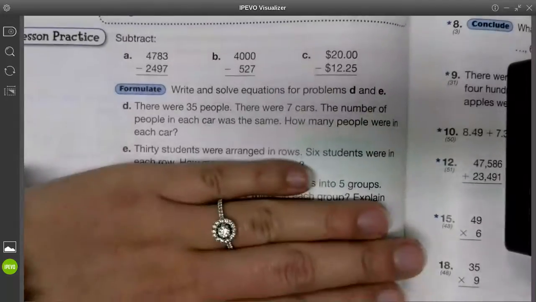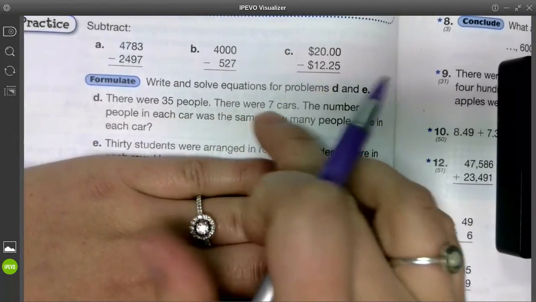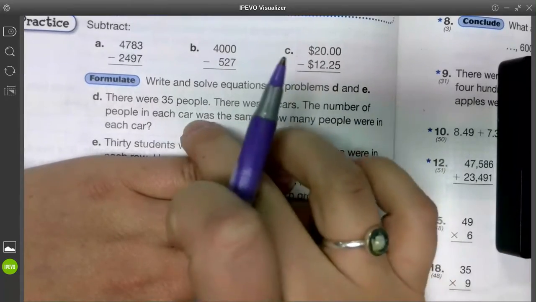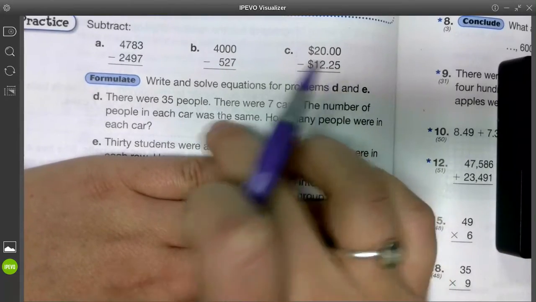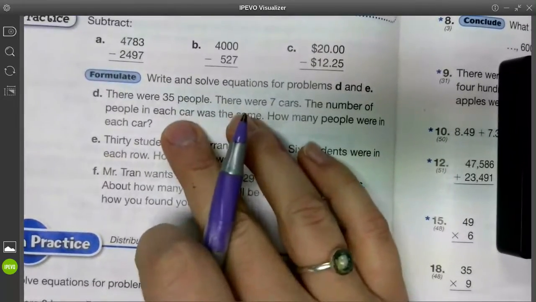All right, now we're going to do one more equal groups. We'll just do this first one up here. There were 35 people. There were 7 cars. The number of people in each car was the same. So there's that in each. How many people were in each car?